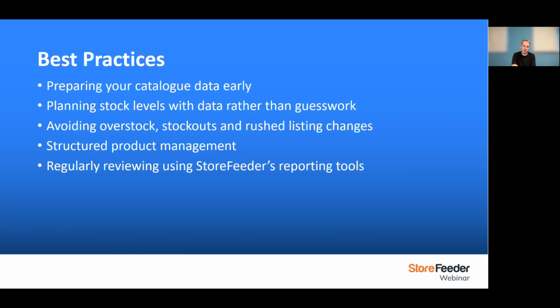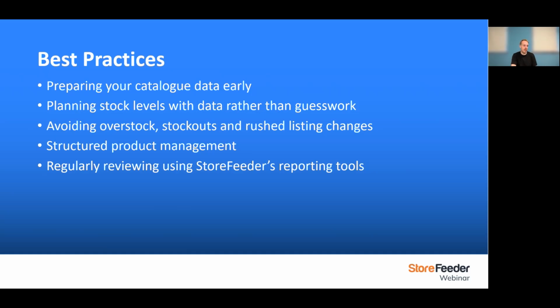Avoiding overstock, stock outs, and rush listings changes. So again, that's making sure that the warehouse has got the correct stock in it and is replenished to the point it needs to be. Structured product management: archive what you don't need when you don't need it, so you can bring it back when you need to, and regularly edit and review your listings to make sure that your inventory modifiers like oversell or out of stock threshold are correct for the item, and you're not leaving stock sat around that doesn't need to be.